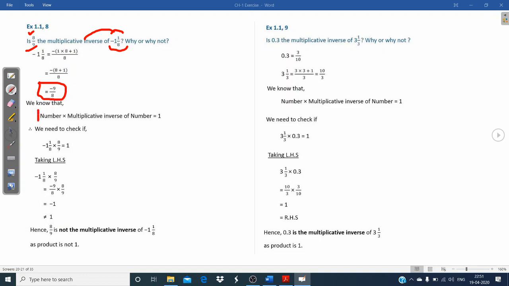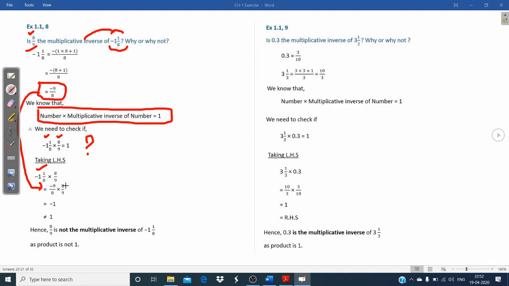So we know this thing. If a number is multiplied by its multiplicative inverse, always what will you get? You will get 1. Now we will check whether the number multiplied by its multiplicative inverse is giving 1 or not. So let's check. The number was minus 1 1 by 8. We have resolved this and its value we can write here: minus 9 by 8, and its multiplicative inverse will be what?